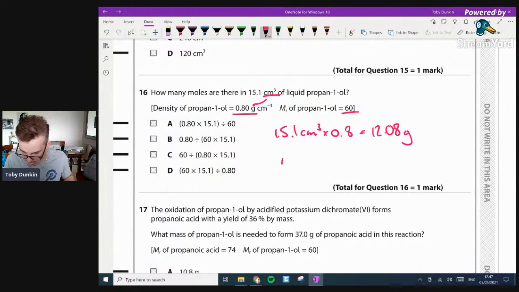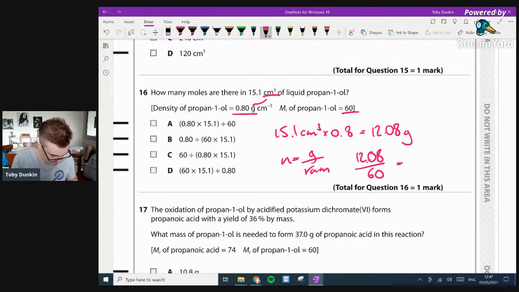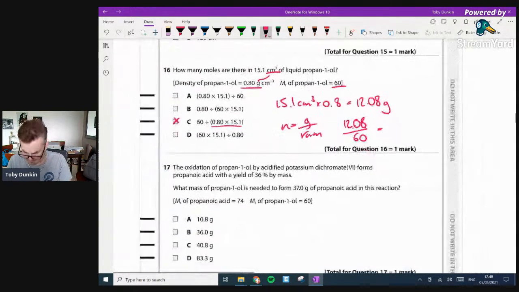I've been given the Mr, number of moles is grams over Mr. So I've got 12.08 grams over 60, and I get 0.2. Oh, blimey, that doesn't help me at all. Right. 15.1 times by 0.8 divided by 60. See, we're done. Oh, don't like that.